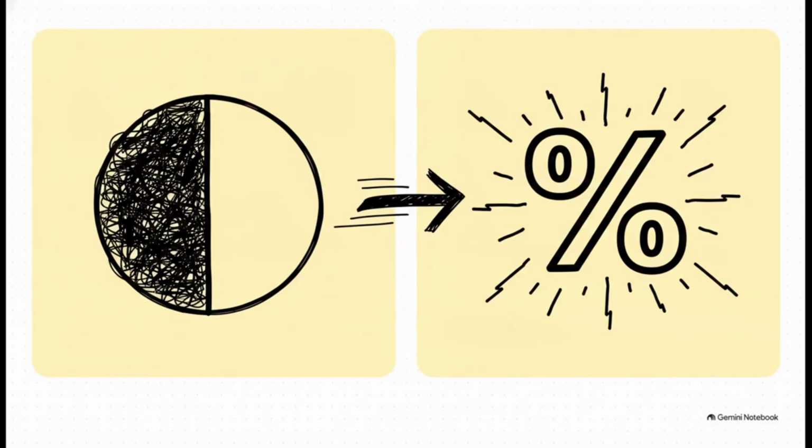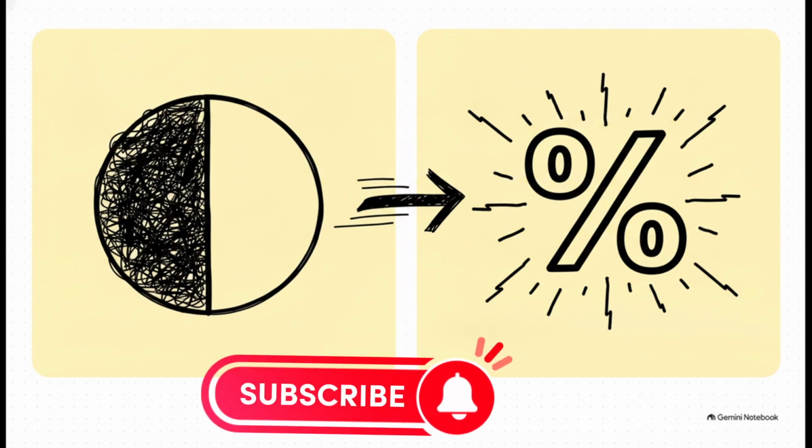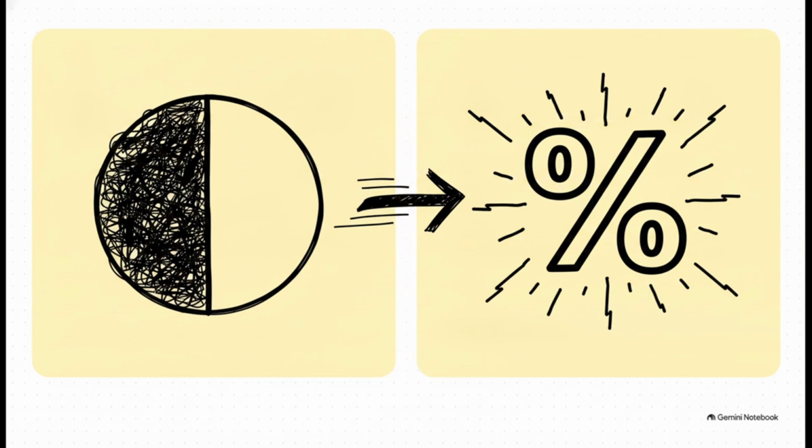Let's try it out. Take the decimal 0.5. We just apply our new rule. Step 1, we've got 0.5. Step 2, we multiply it by 100, which gives us 50. Step 3, we pop that percent sign on the end, and flawlessly, 0.5 becomes 50%.